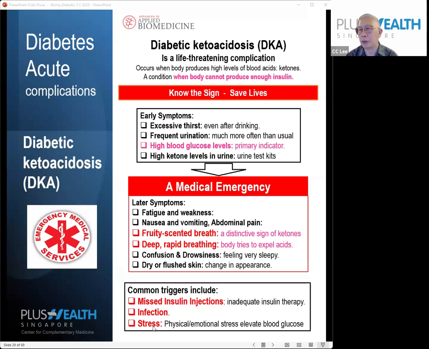And diabetic patients should not be stressed. When you're stressed, it can also lead to DKA. So therefore, it's important to watch out. First of all, especially for diabetic patients, when you're sick, the caregiver must be very careful, because it can trigger a medical emergency of DKA.